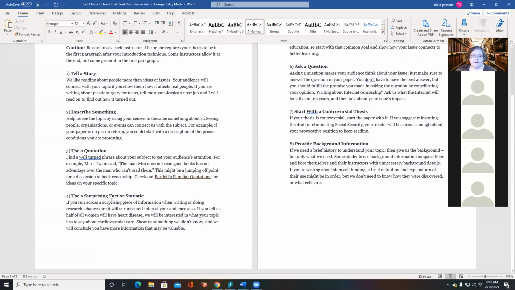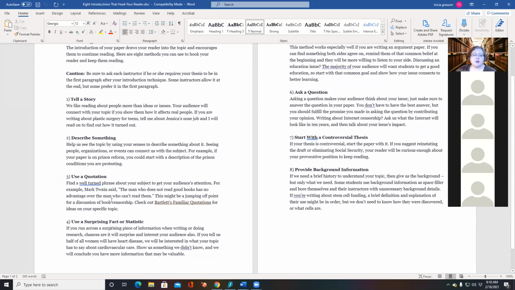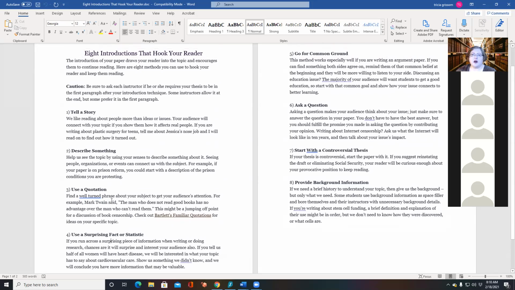Use a surprising fact or statistic. And generally when you're doing research, if it surprises you, it will surprise your audience. So that's the gauge that you can use when you're looking for something like that. When you read that and you're like, wow, I didn't realize that, 50% of us will end up in a nursing home, maybe I'm going to pay attention.